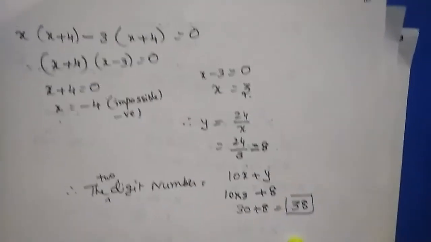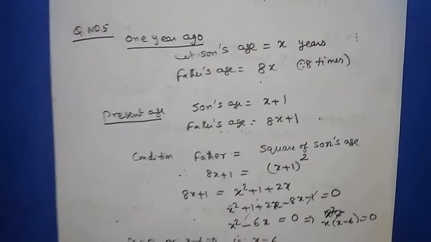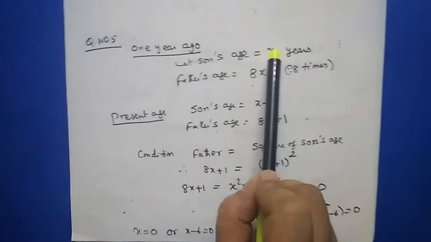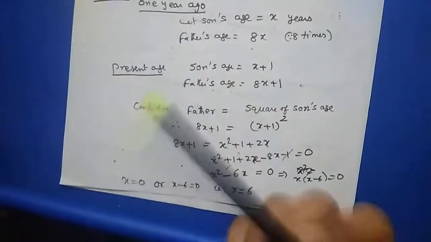Yes, question number 5 of the same exercise, age sum. What is given in the question? 1 year ago, you have to take the son's age x, father 8 times is given, so 8x. This is about 1 year ago. What will happen to the present age?